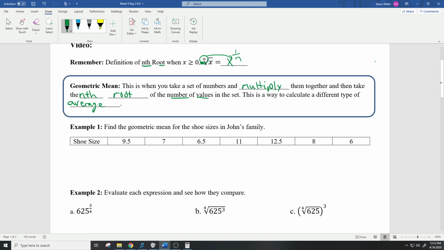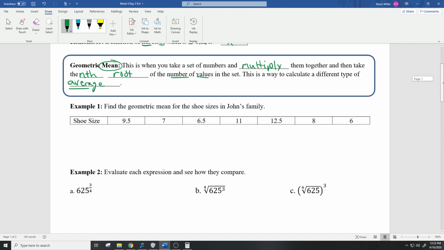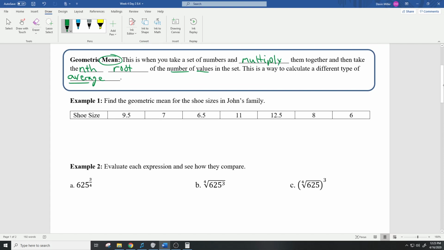Geometric mean, you maybe have not heard that word before, but you might have heard of the arithmetic mean, which is the average. This is just a different way of finding the average, and sometimes it's preferable depending on what type of data sets you have. You're probably used to doing the average by adding them all together and dividing by the number of numbers you have. This is just a different way of doing it, called the geometric mean. So we're going to try an example like that.